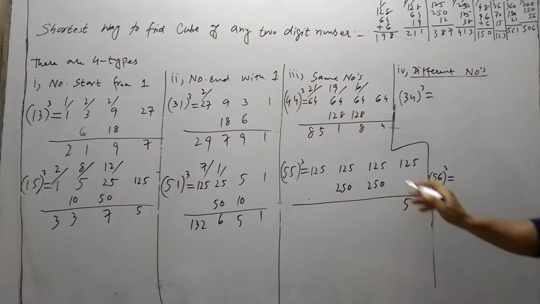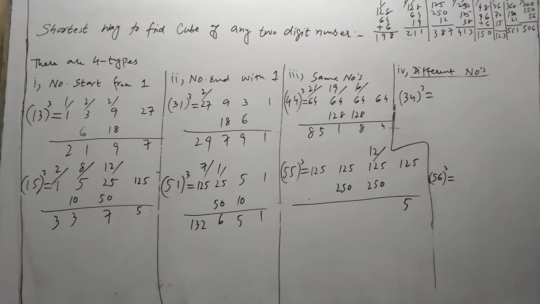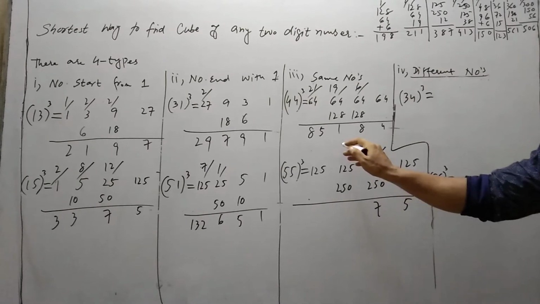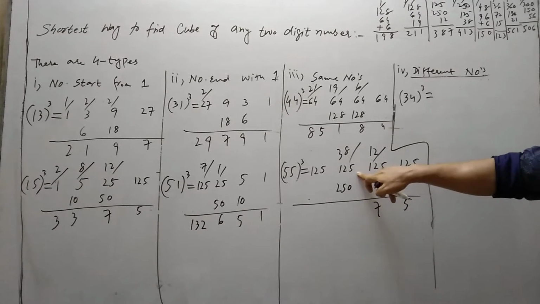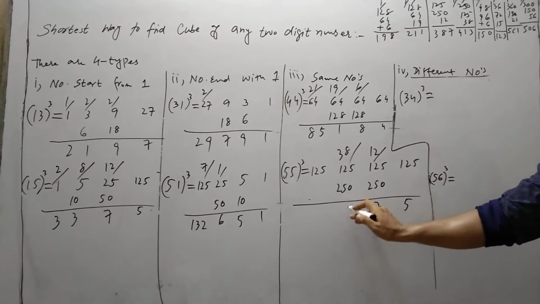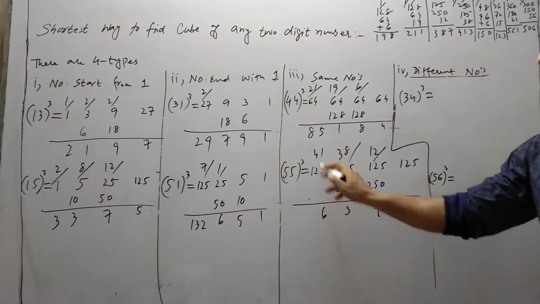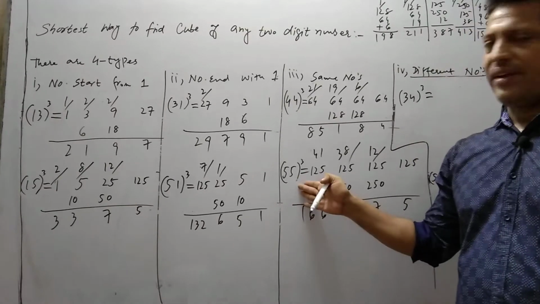But always write the first number; carry forward is 12. So 250, 125 and 12 is 387. So write 7 and carry 38 over here. Add 250, 125 and 38: 413. Write 3, carry 41 over here. 5 plus 1 is 6. 4 plus 2 is 6, and 1. So 166375 is the cube of 55.